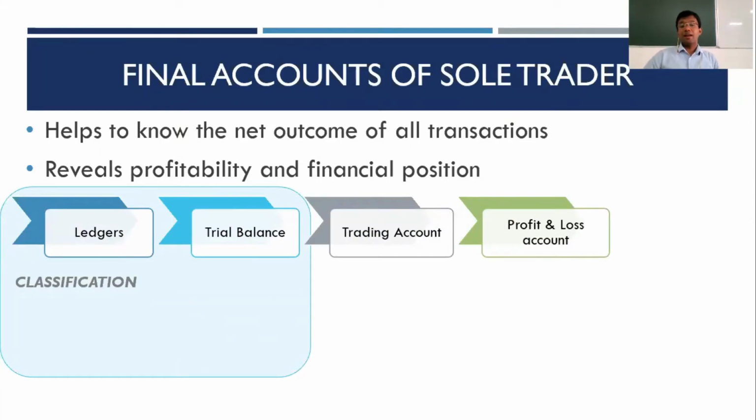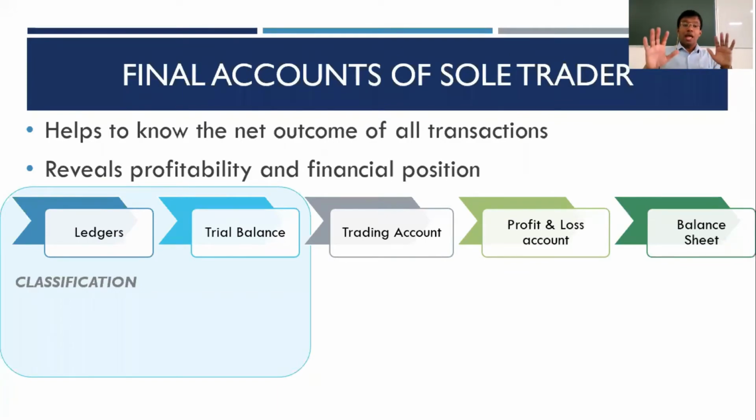Once trading account gets prepared, the next statement that you will be preparing is your profit and loss account. After that, the next statement that gets prepared is your balance sheet. So as a part of final accounts of a sole trader, or sole proprietor, there are three statements that you will be preparing: trading account, profit and loss account, and balance sheet.